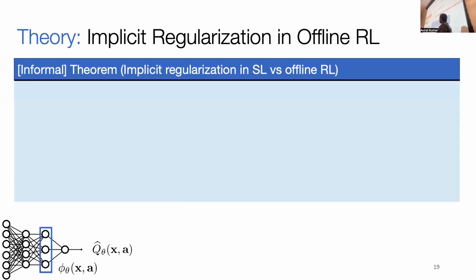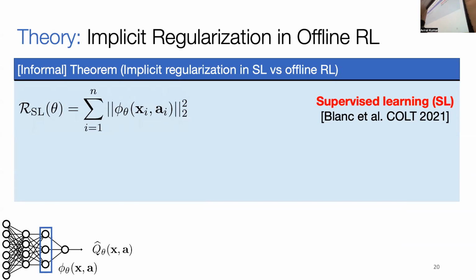Because of this difference, if you calculate this regularizer that I was talking about, it ends up being very different for Q-learning or offline RL and standard supervised learning. For standard supervised learning, under certain modeling assumptions, you can show that the regularizer will end up preferring solutions with a low norm, with a low feature norm.